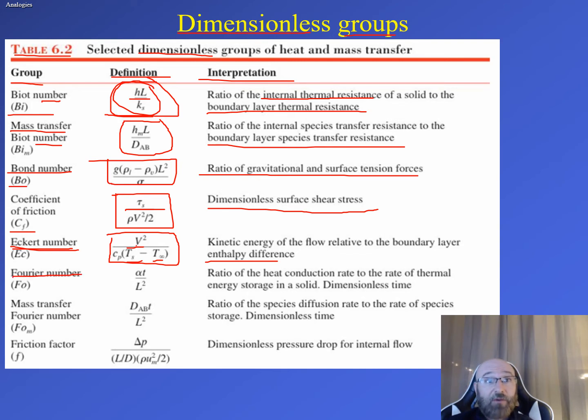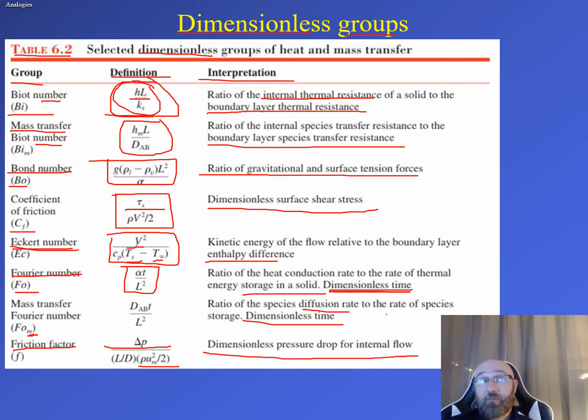Then we also have our Fourier number. We have our alpha t over L squared. This is the ratio of the heat conduction rate to the rate of thermal energy storage in a solid. This is dimensionless time, another way we've seen this in the past. Then we have our mass transfer Fourier number here. Note the subscript M now, compared to our normal Fourier number. This is the ratio of the species diffusion rate to the rate of species storage, and this is dimensionless time as well. And last, we have our friction factor, delta P over L over D times rho u_m squared over 2. This is our dimensionless pressure drop for internal flow.